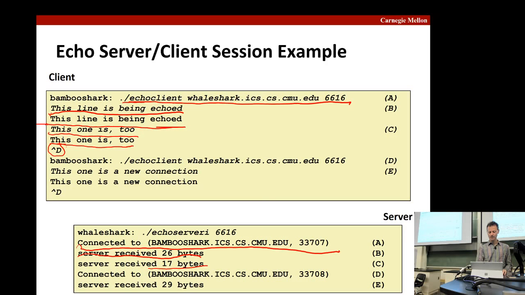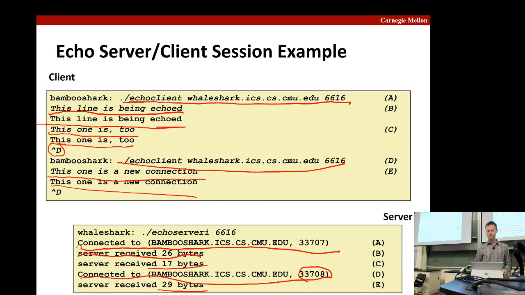Now we re-execute the program. The second time we get connected, and we happen to get a different port number. These are the ephemeral ones. In this new session, we type "this one is a new connection." Again, the server gets those 29 bytes and echoes them back, and then it gets printed on the screen. That's kind of how it's going to proceed.